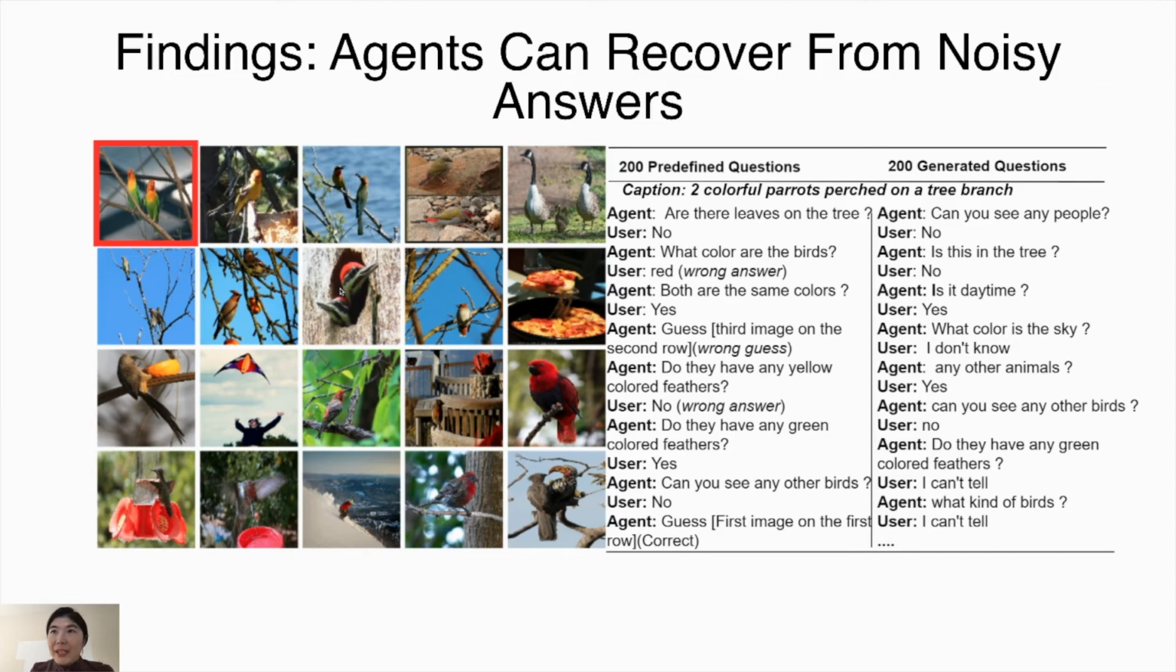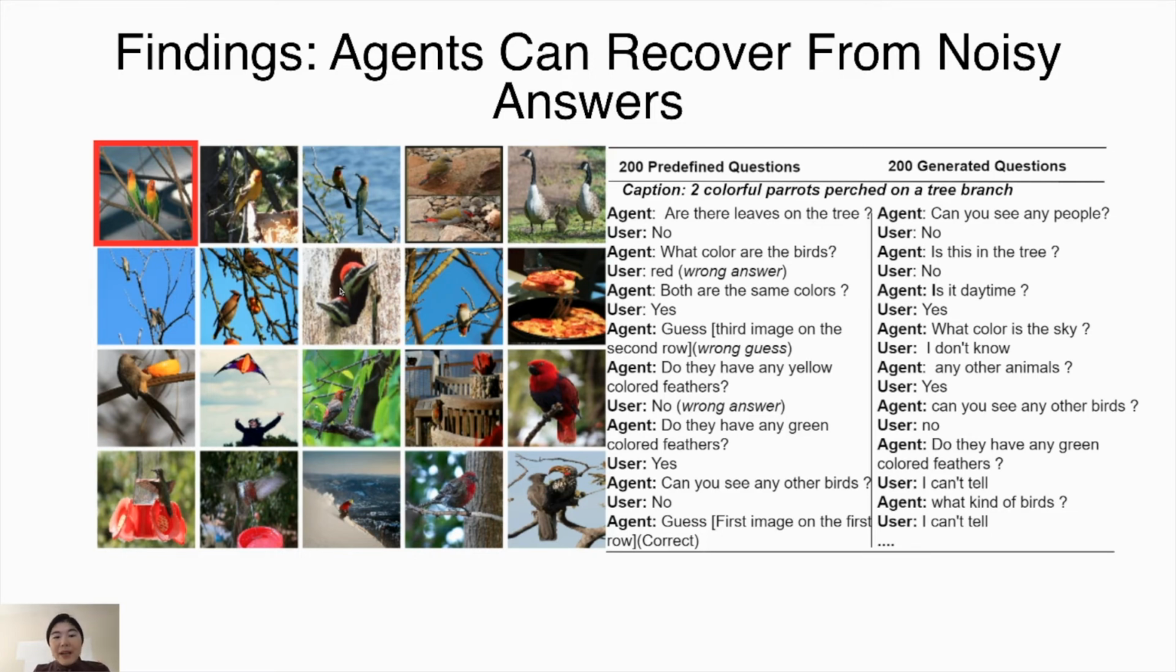Do they have any yellow colored feathers? No, that's actually a wrong answer again. Do they have any green colored feathers? Yes. Can you see any other birds? No. And the agent makes a guess, the first image on the first row, which is correct this time. It is really interesting to see that the agent can recover from wrong information it was given. It is really hard for a human to do that. But in the agent's mind, everything is probabilistic. It is trying to adjust its distribution in the visual context state in order to find the correct answer.